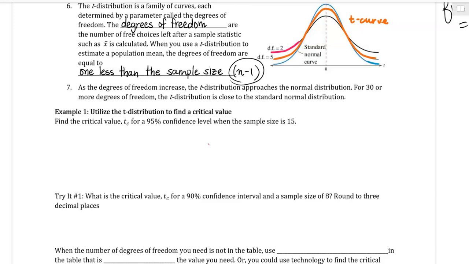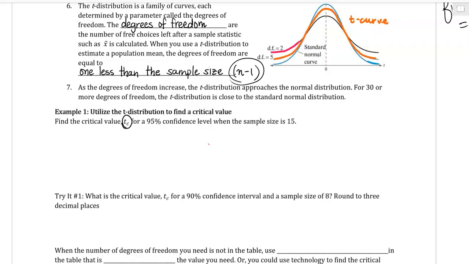In our first example, we are just going to be practicing finding critical values because remember, we are now working with the t-distribution. One thing I will say, I am very particular about notation, how my students write things. If we are working with the t-distribution, your critical value needs to be a t sub c.